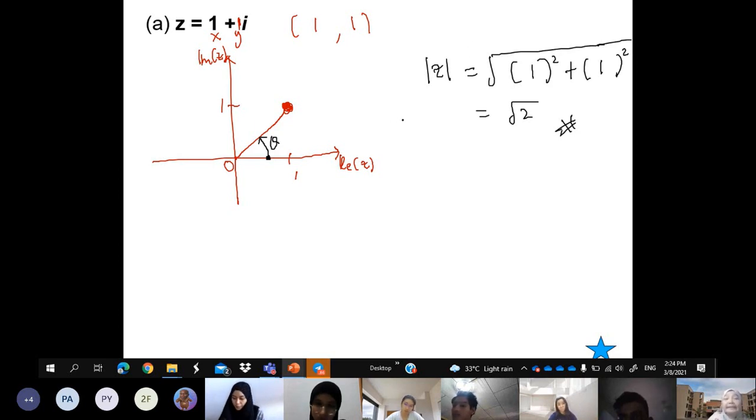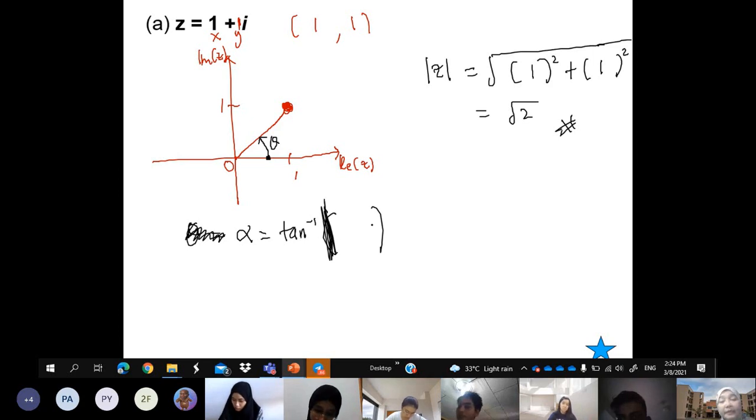Then next you need to find theta. Theta is the same, so find alpha first, and we get theta later. Alpha is equal to the inverse tangent of the absolute value of y over x, which is 1 over 1, or tan inverse of 1. Check your calculator.